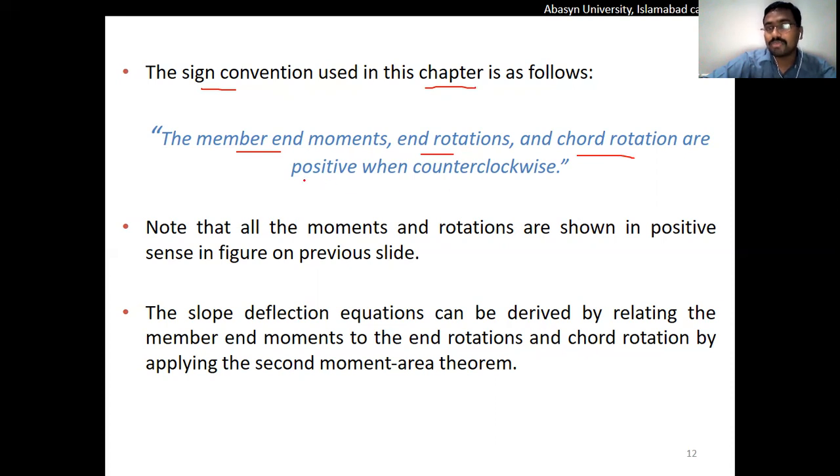will always be positive when they are in the counterclockwise direction. So anti-clockwise moments will be positive, anti-clockwise rotation theta will be positive, and anti-clockwise chord rotation psi will be positive. These will be the sign conventions, and similarly clockwise rotations will be considered negative, clockwise fixed end moments will be considered negative, and clockwise chord rotation will be considered negative.